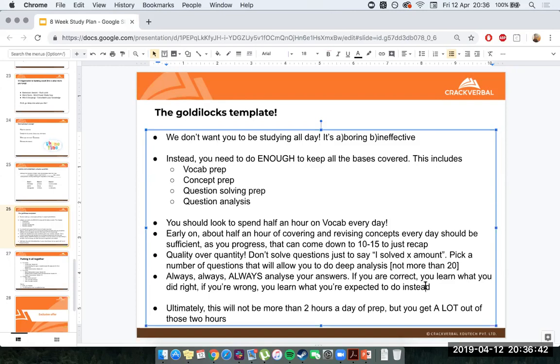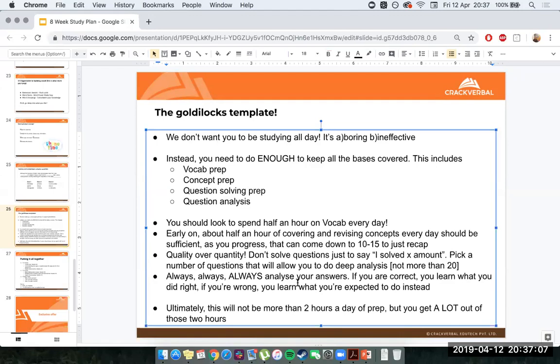right? Ultimately, let's add this up. Half an hour on vocab, half an hour revising concepts, half an hour doing questions, half an hour analyzing questions. And all of those are kind of on the high side. Really, what does this add up to? 2 hours a day of prep, right? If you feel like you want to go really, really hard, now we saw, maybe you have to do this for verbal and for quant. Maybe it'll come up to about 3 hours, right?